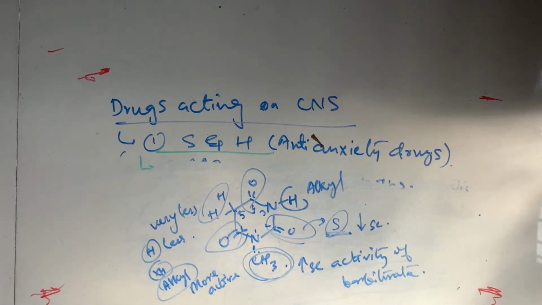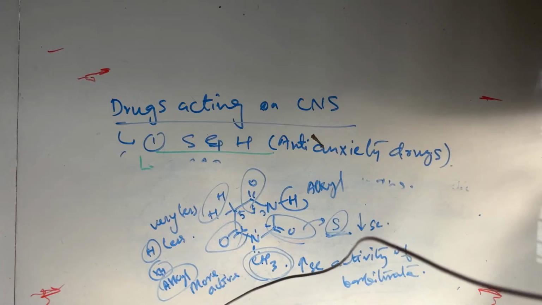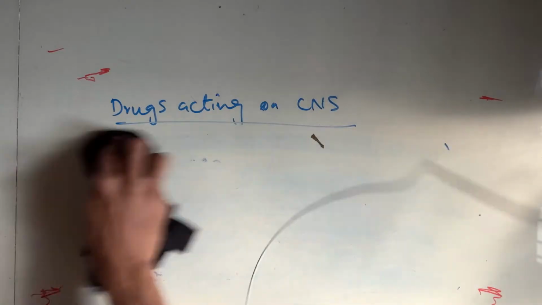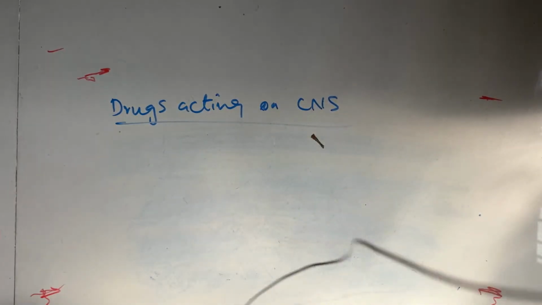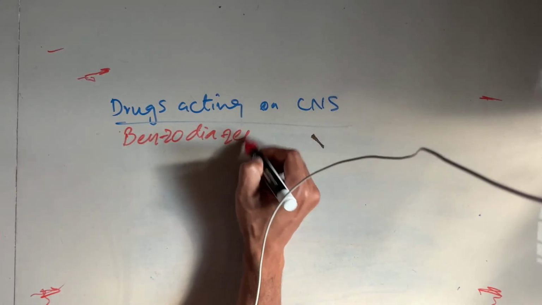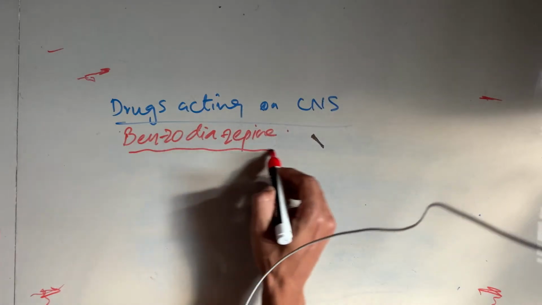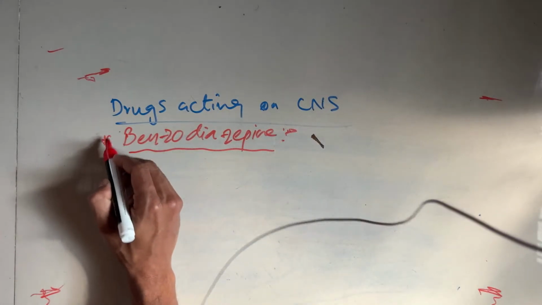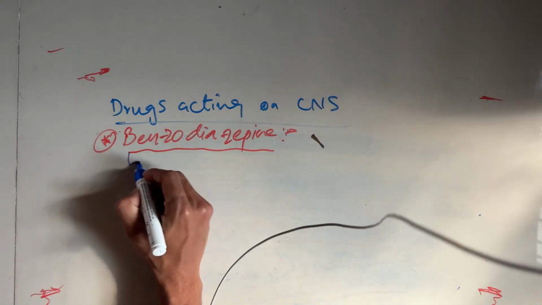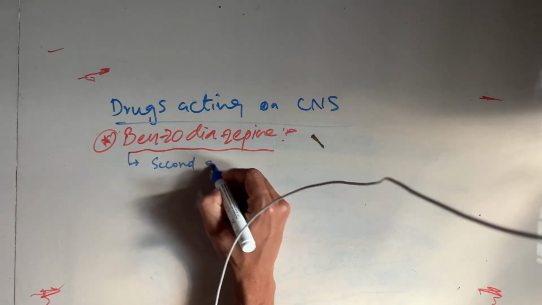Okay, so up to this it was completed yesterday. Now today we will see about benzodiazepine. So benzodiazepine is the second class. You have to remember that benzodiazepine is a second class of sedative and hypnotics, or second generation sedative.